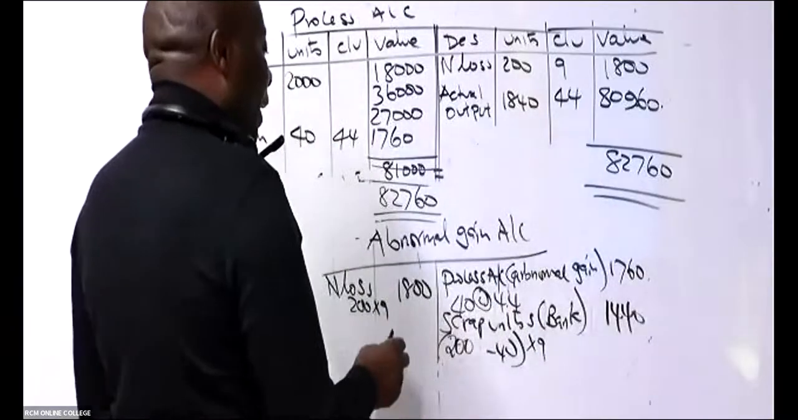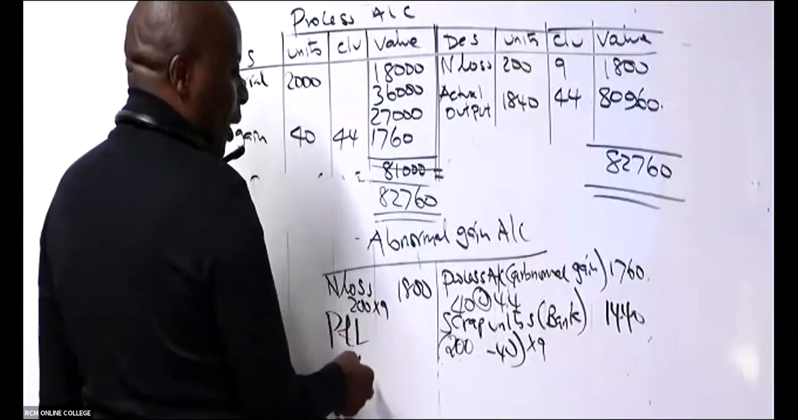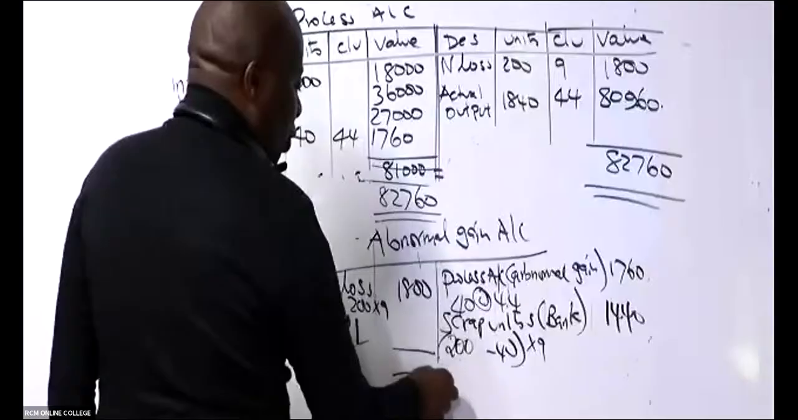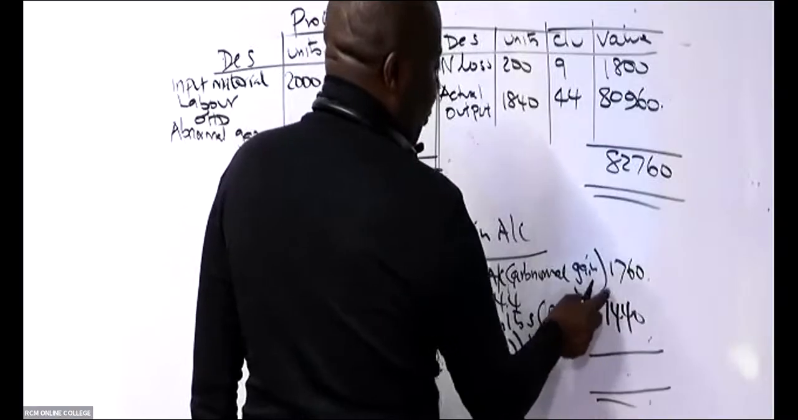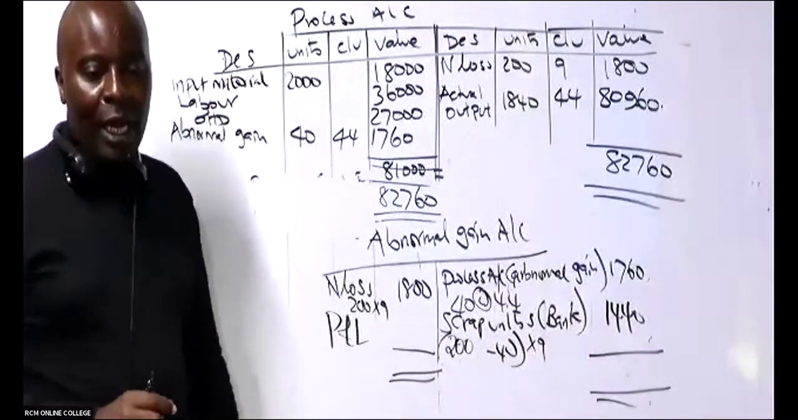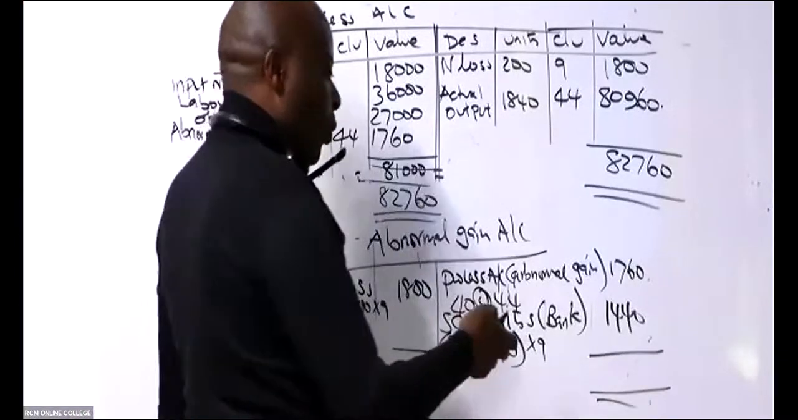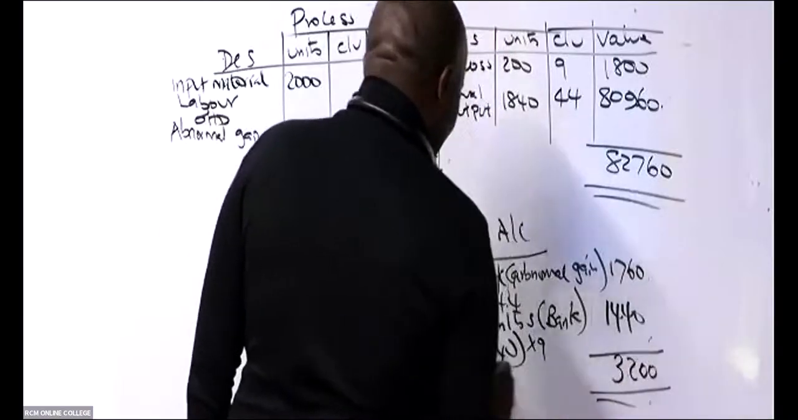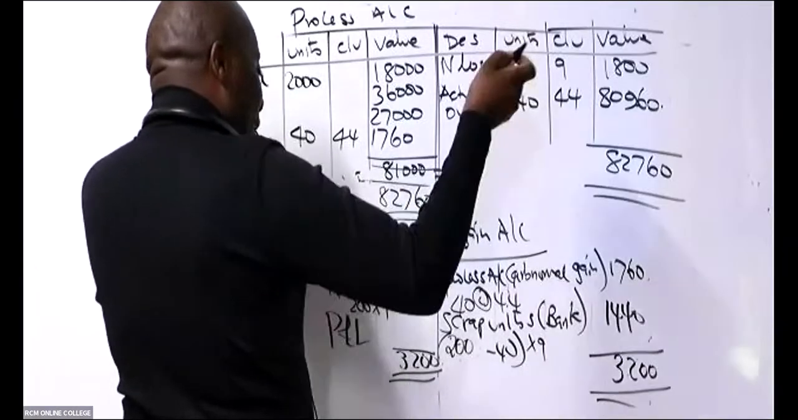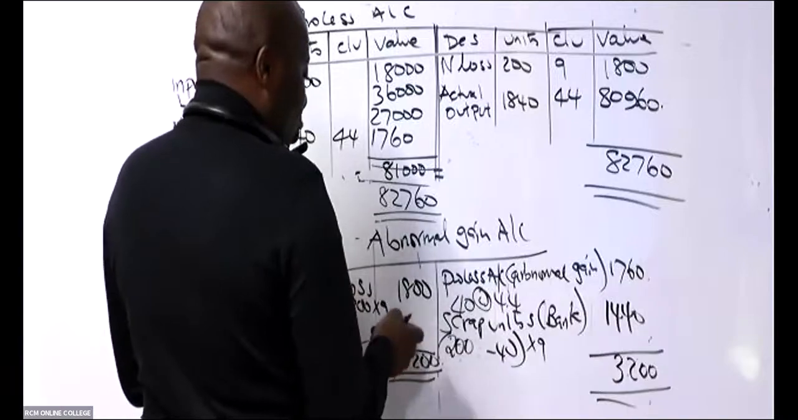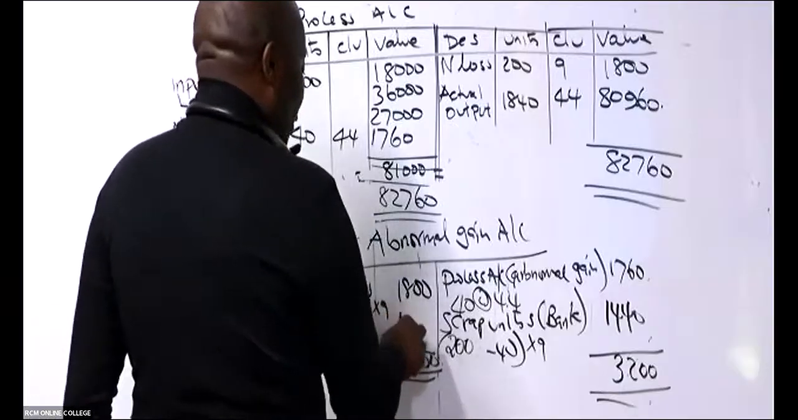Given that this is an abnormal gain, you are going to take a gain here to the P&L, profit and loss account. So come here and balance the two accounts, the two sides, I mean. So is there somebody who is able to give me 1440 plus 1760? How much are we getting? I'm being given a figure of 3200. So this is 3200, meaning that this side must also be 3200. So the balancing figure, which is going to the P&L, will be 3200 minus 1800, which is 1400. So the P&L, you take 1400.